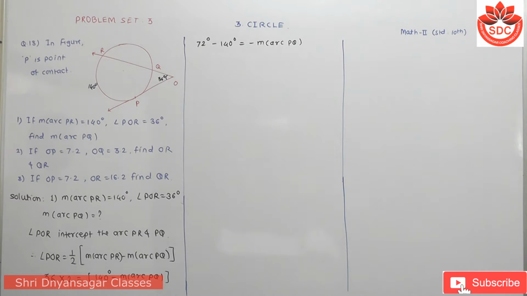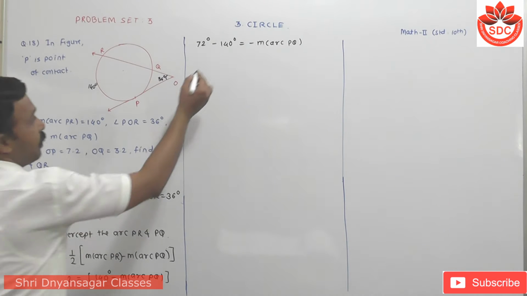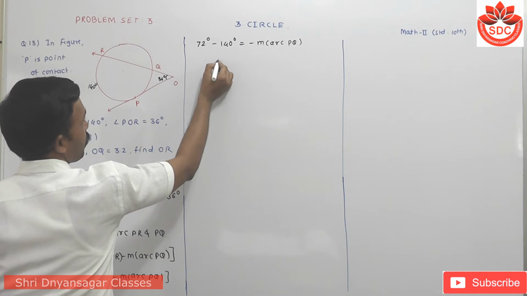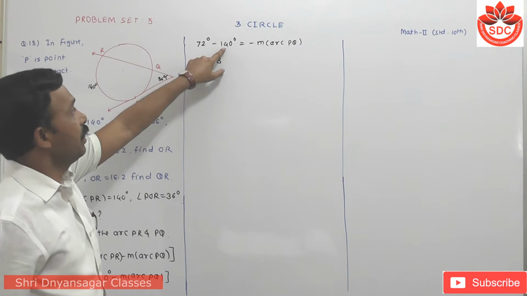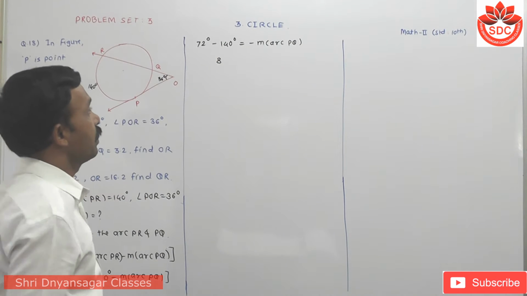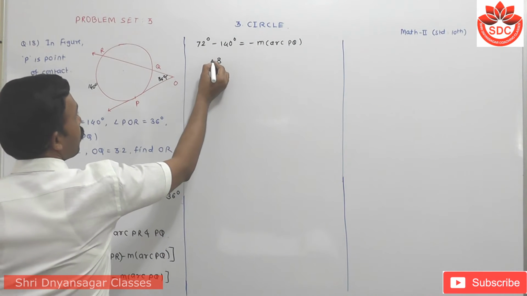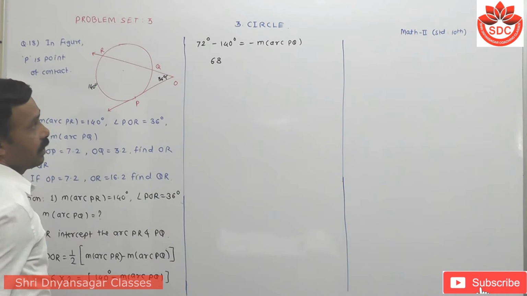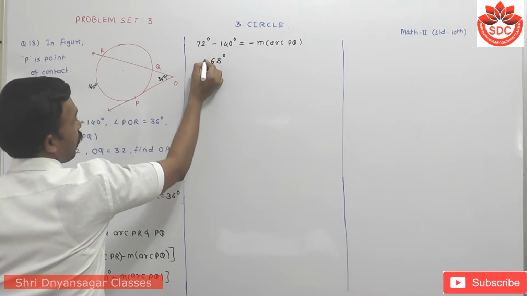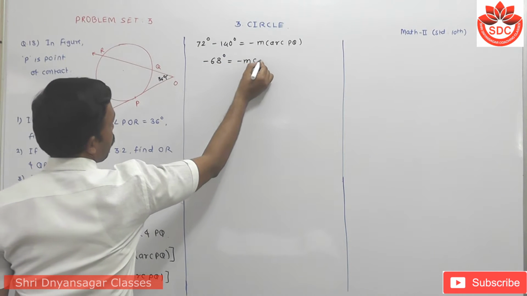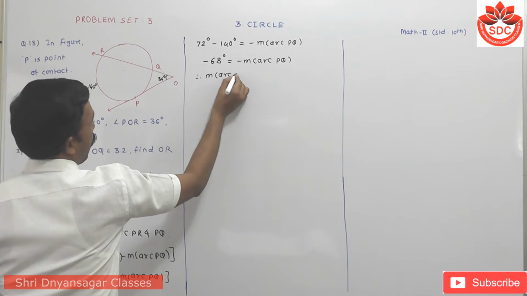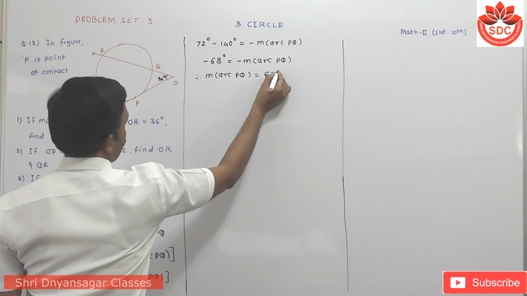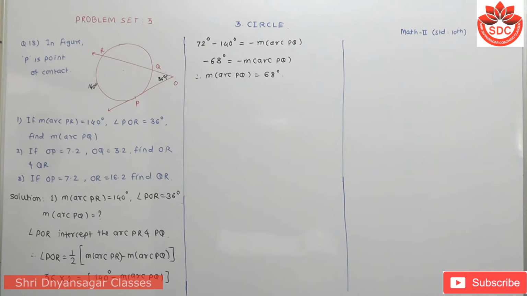Now the subtraction: you have to subtract 72 from 140. From this 10 we subtract 2, it becomes 8 here. Then the remaining is 3, then it becomes 13. 13 minus 7 is equal to how much? 6, which means 68 degrees. But this is a bigger number, so minus 68 degrees is equal to minus measure of arc PQ. Therefore, changing sign, measure of arc PQ is equal to 68 degrees. This is our first question.